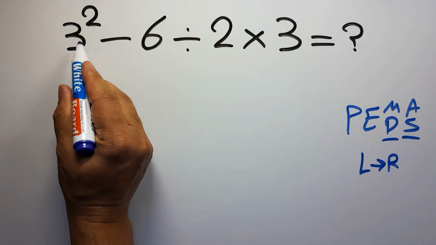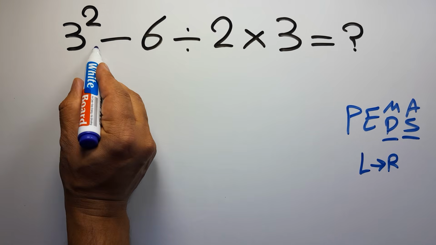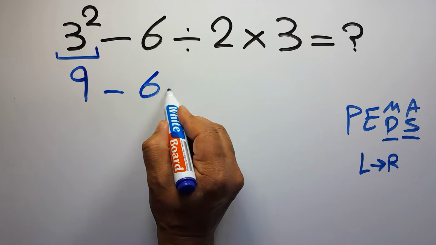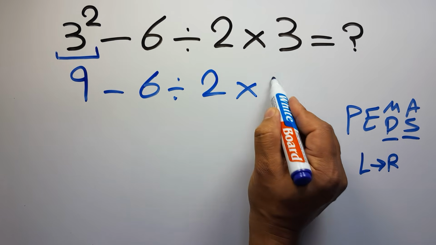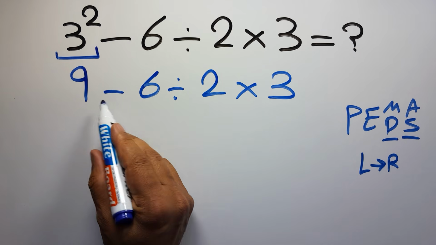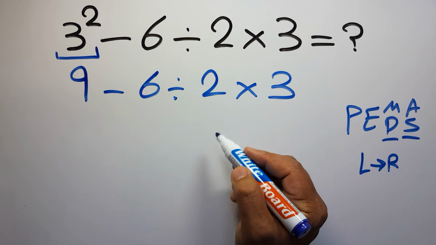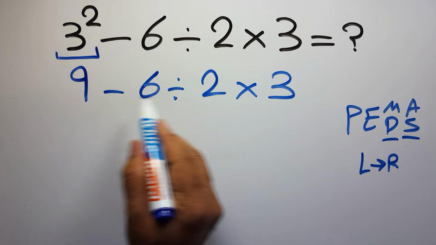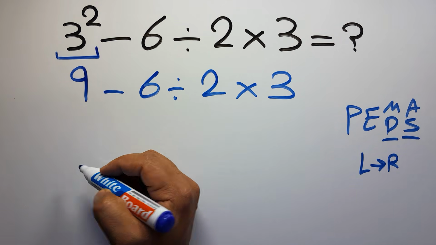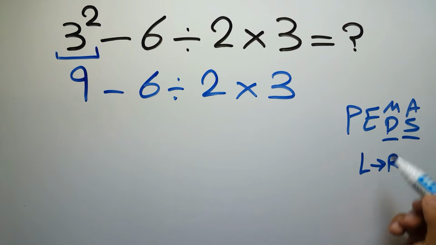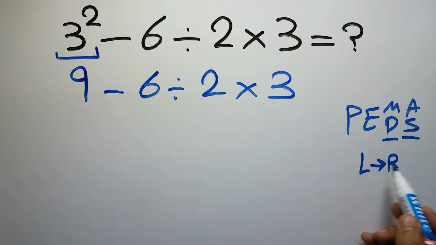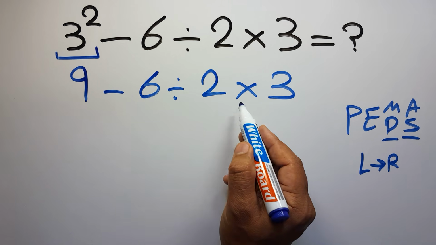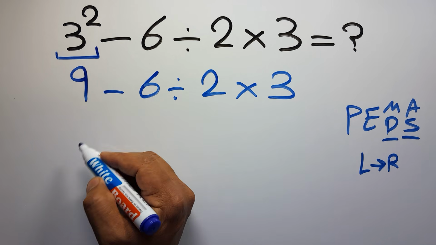So first we have to do this exponent. 3 squared gives us 9. So we have 9 minus 6 divided by 2, then times 3. Now we have one subtraction, one division, and one multiplication. According to PEMDAS, multiplication and division have higher priority than subtraction. And as I said, multiplication and division have equal priority and we have to work from left to right. So therefore, first we have to do this division, then this multiplication, and finally this subtraction.